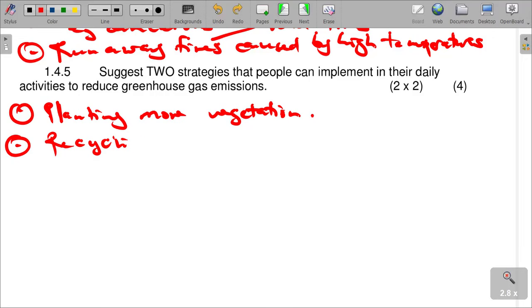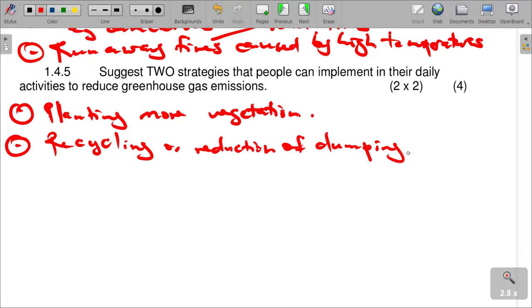Recycling or a reduction of dumping of waste. We are saying proper waste disposal is very important, such that we cannot have the methane being released. We talk about use of vehicles.